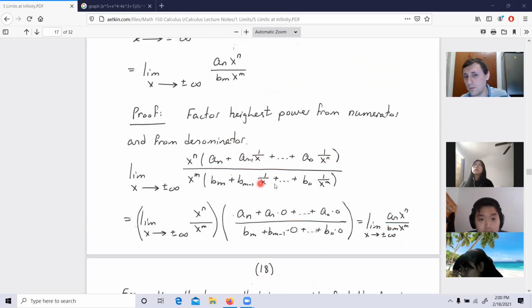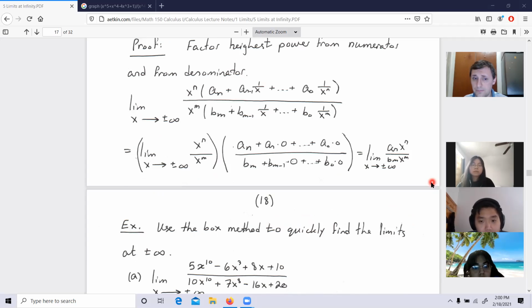And I do x to the m for the denominator. Every other coefficient except for the leading one is divided by at least 1 over x. So that means that when I push the limit, this fraction approaches an over bm, whereas this approaches the limit xn over xm. So that means that I can ignore everything else.